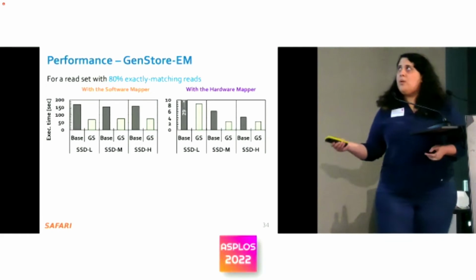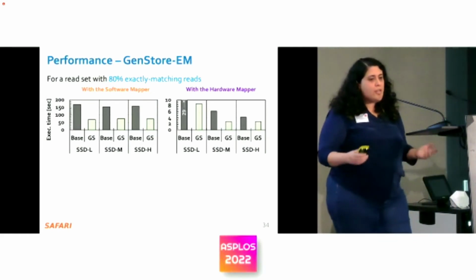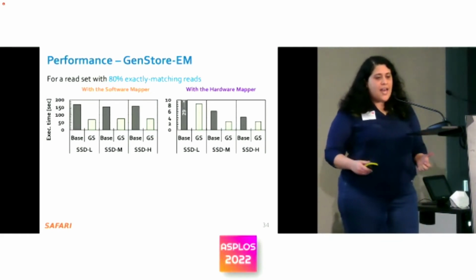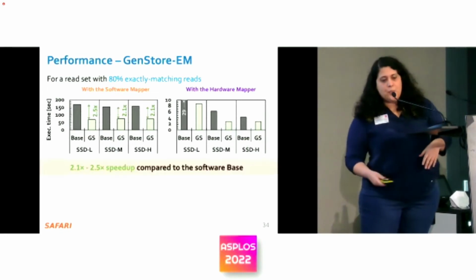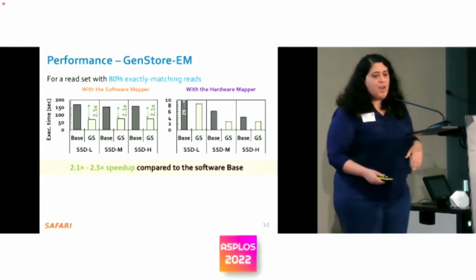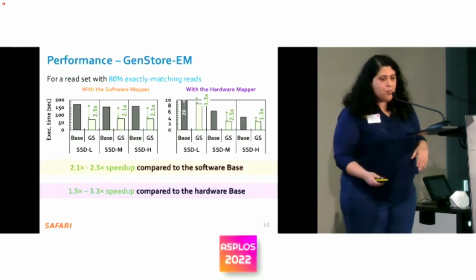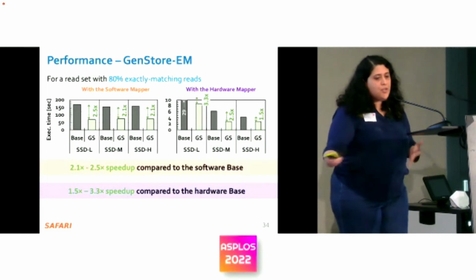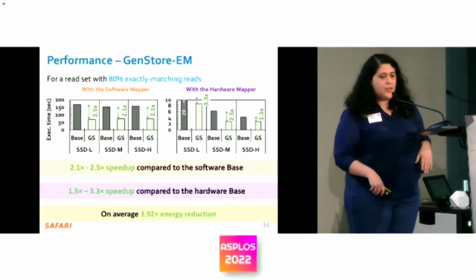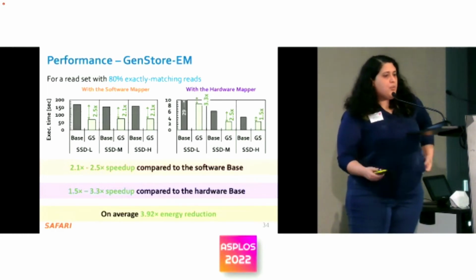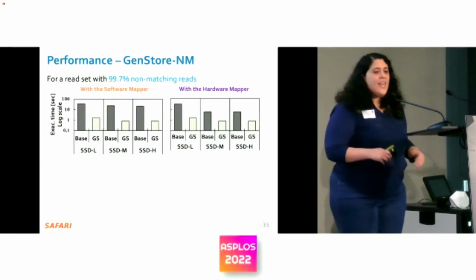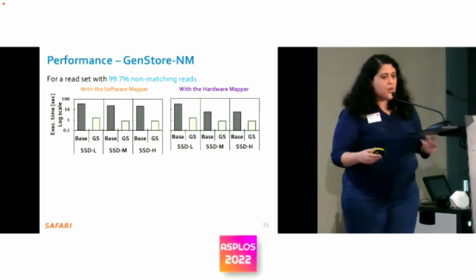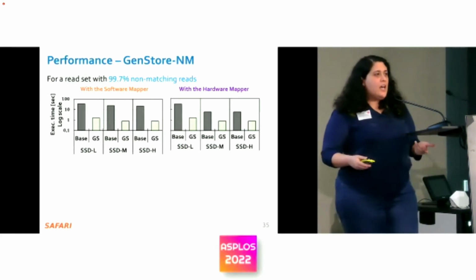So here I'm showing the performance benefits of GenStore EM for a human short read dataset with 80% exactly matching reads for software and hardware baselines. And we observe up to 2.5 times speedup compared to the software baseline, and up to 3.3 times speedup compared to the hardware baseline, and an average 3.9 times energy reduction.